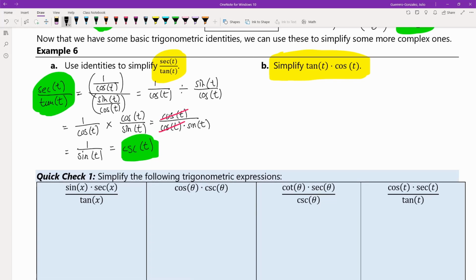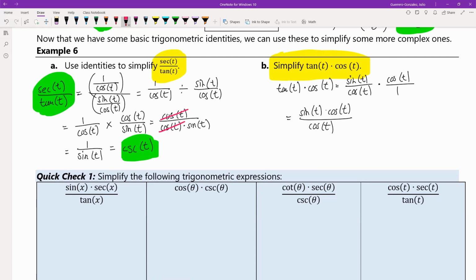Next one. Do the same thing. I have a tangent and a cosine, so I'm going to grab the tangent and switch it to what I need. So tangent of t times cosine of t is the same thing as sine of t divided by cosine of t times cosine of t divided by 1. I can grab anything I want and throw it over 1. This is equivalent to sine of t times cosine of t divided by cosine of t times 1. Leave the 1 away.